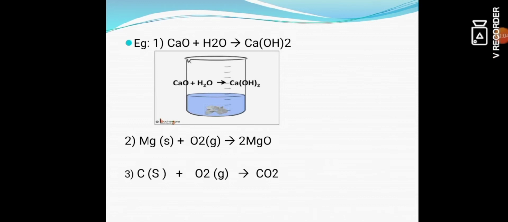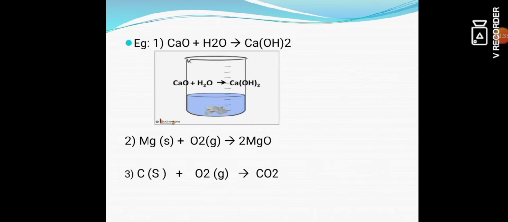The second example of combination reaction is burning of magnesium ribbon. I think you are familiar with this activity. We have already done this activity in our school laboratory. For this activity, we need two reactants. The first one is magnesium ribbon and the second one is oxygen, which is in the atmosphere itself. So we take magnesium ribbon and burn it in the presence of oxygen.